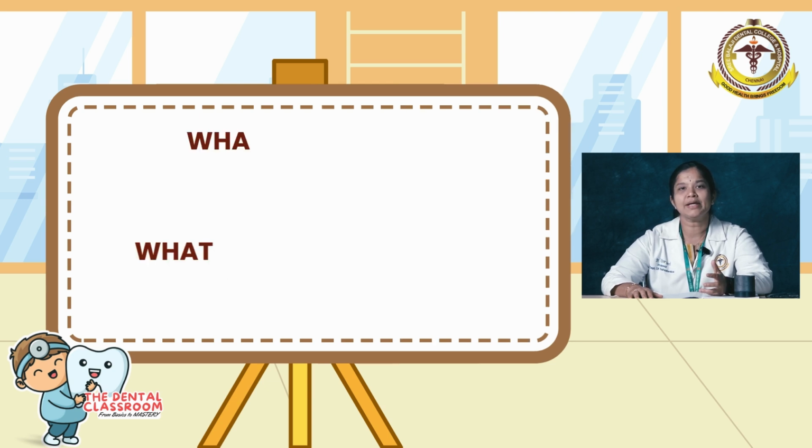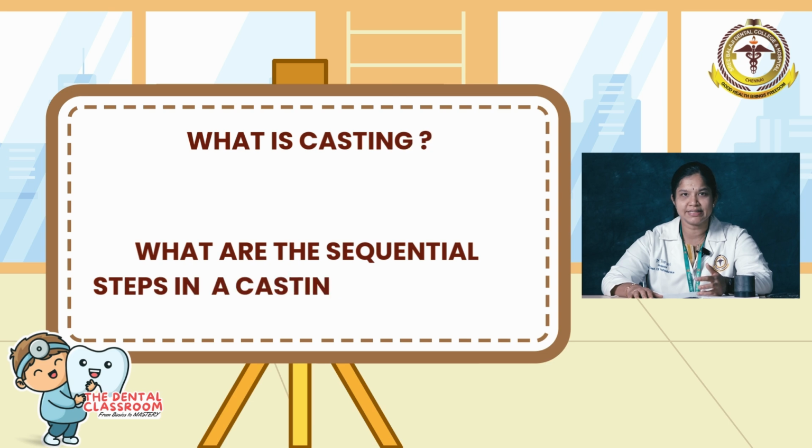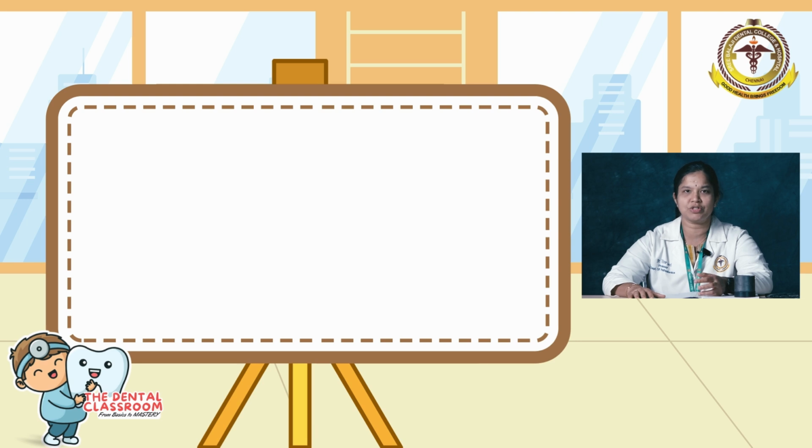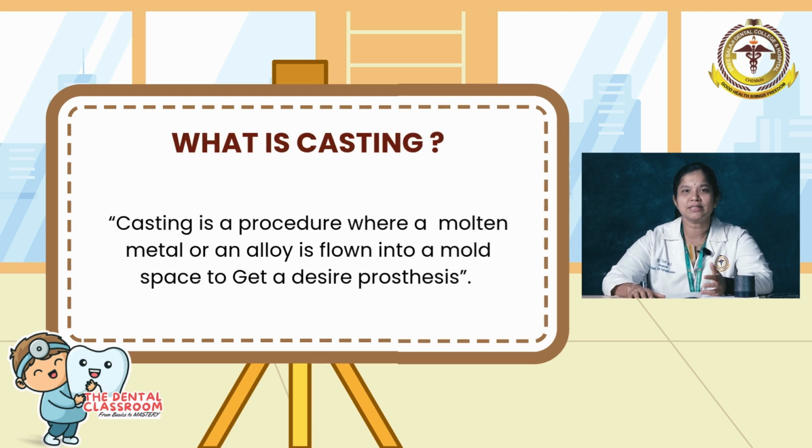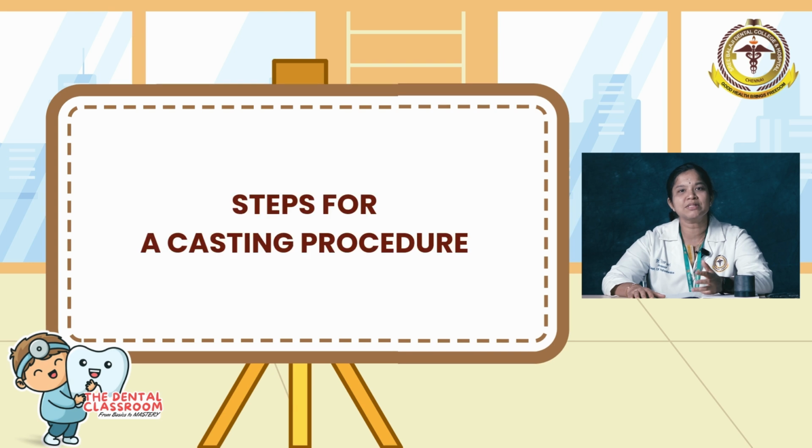So before jumping into the investment material in detail, we must know what casting is and what the sequential steps in a casting procedure are. Casting is a procedure where a molten metal or an alloy is flowed into a mold space to get a desired prosthesis. So what are the various steps in casting, and where does this investment material play a role in this casting procedure to fabricate a prosthesis?